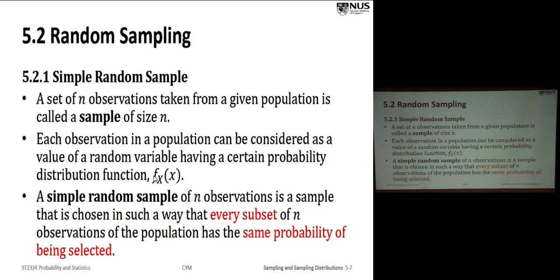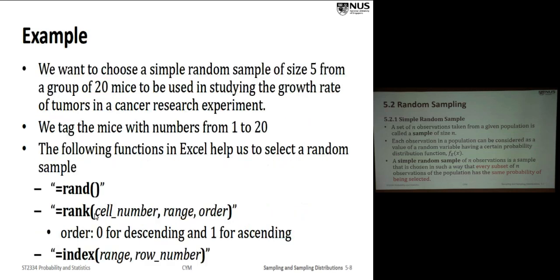And so a simple random sample is simply this. It's a sample chosen in such a way that every subset of n observations of the population has the same probability of being selected. So let's say we have capital N things, if it's finite, and we want to choose little n things from that. If any subset of size little n has equal probability to occur, then we call this a simple random sample.